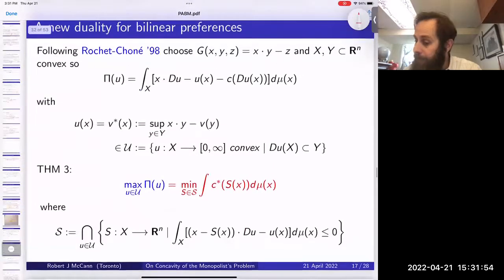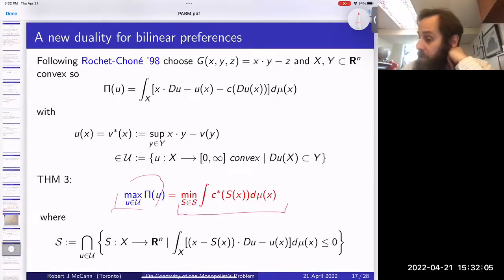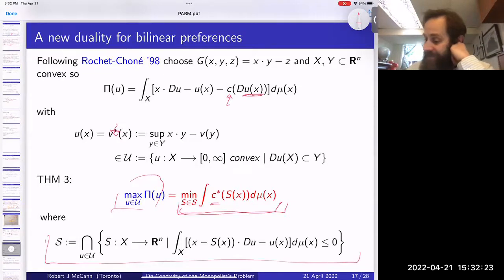And so our duality says that the profit maximization studied by Rochet and Choné is actually equivalent to some dual minimization. And here they assume the cost to the agent of producing product type y is going to be some function c, and what appears in the dual formulation is the Legendre transform of that cost function C. But it's minimized over this very strange set. And on the next page, I try to interpret this set.